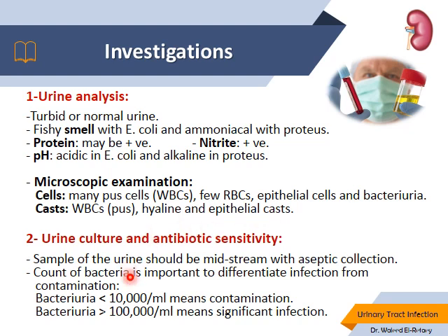The second step after urine analysis is urine culture and antibiotic sensitivity. The importance of this step is the identification of the sensitive antibiotic for this type of bacteria. I should recognize the bacteria that led to this infection, and after recognition I should know which antibiotic will affect and treat this bacteria. So a sample of urine should be midstream with aseptic collection. The count of bacteria is important to differentiate infection from contamination. The significant count is more than 100,000 per mL, which is significant bacteriuria.